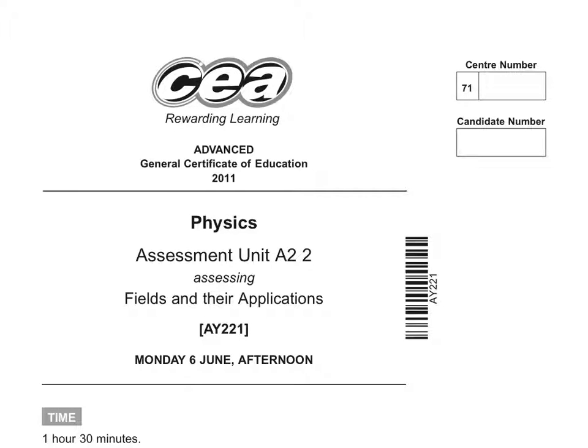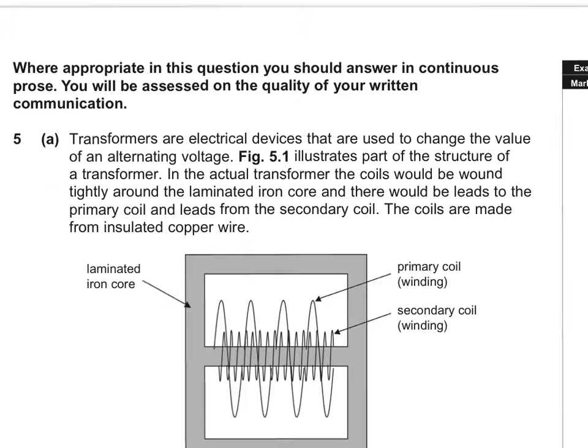Still looking at this 2011 paper from CCEA, Fields and Their Applications, and in this case we're looking at question 5, which is a transformers question. So where appropriate in this question you should answer in continuous prose. You will be assessed on the quality of your written communication.